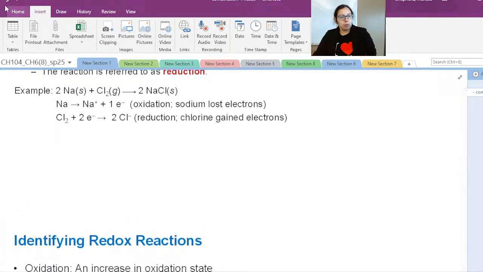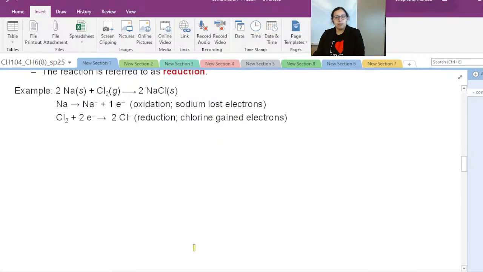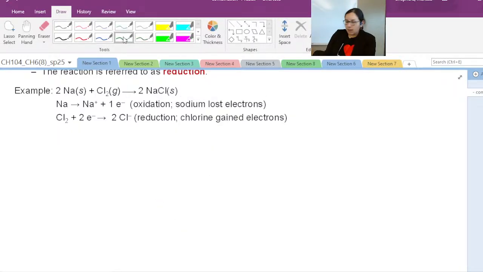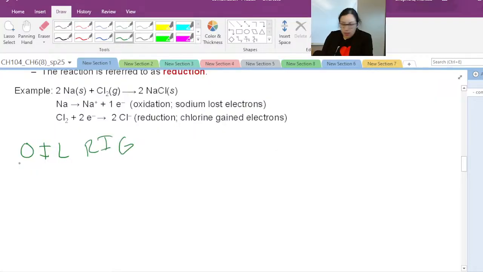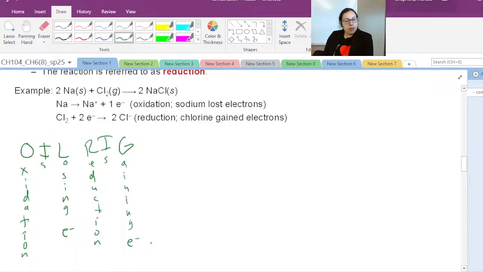So before we look at how to analyze, let's go over two little mnemonics. I'm from Texas, so we were all about oil rigs out there, or OIL. This stands for oxidation is losing electrons, and reduction is gaining electrons. You can use this. I often tell people, write it on your periodic table or a little cheat sheet so you remember.